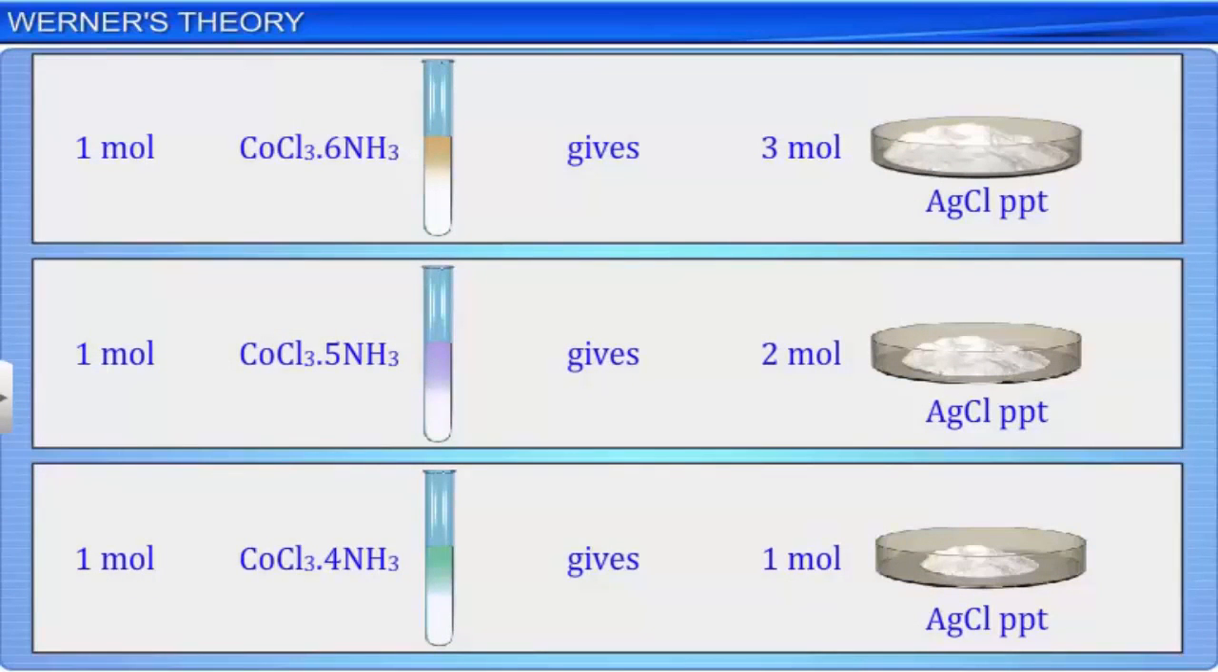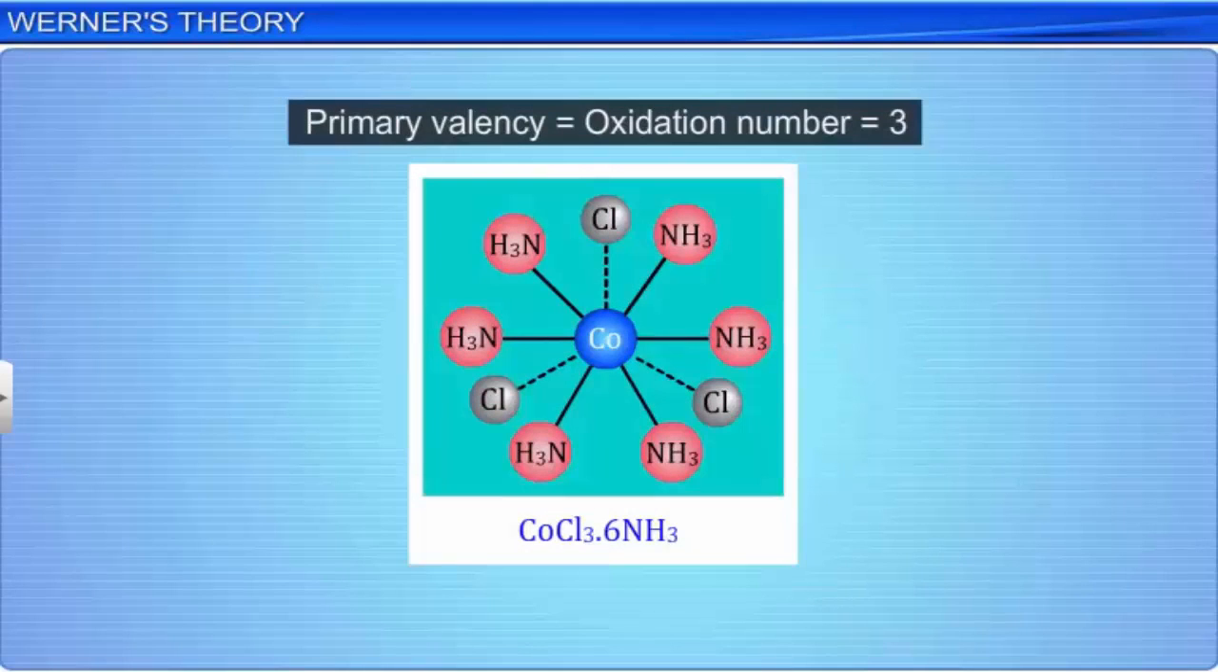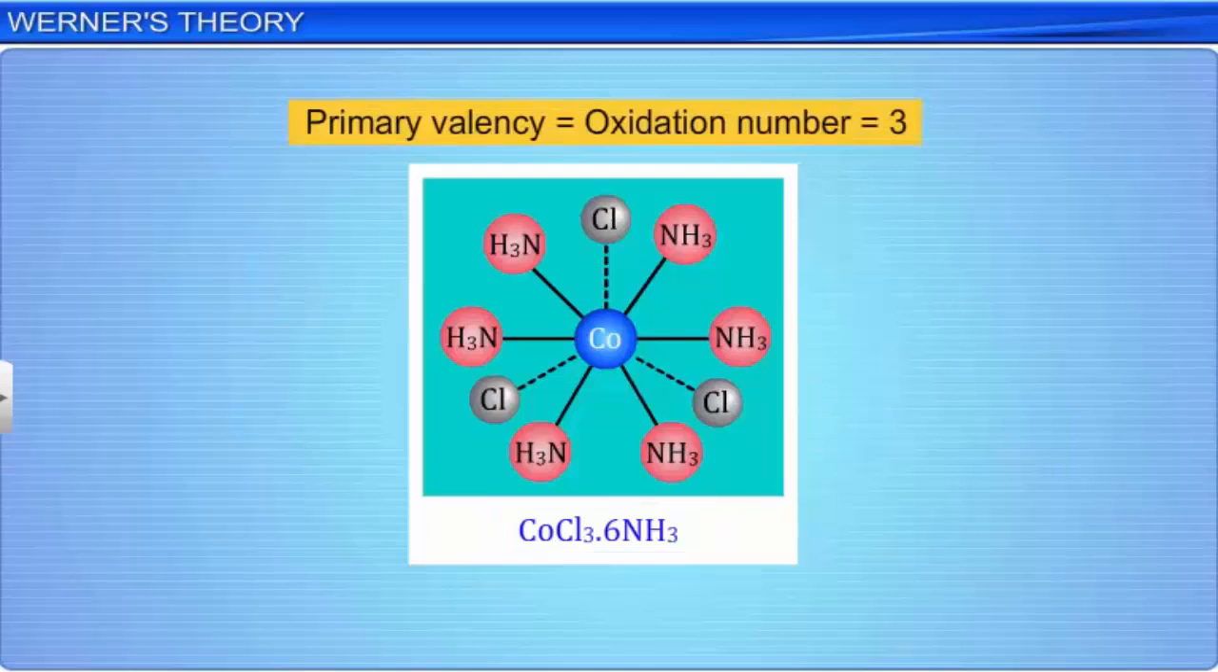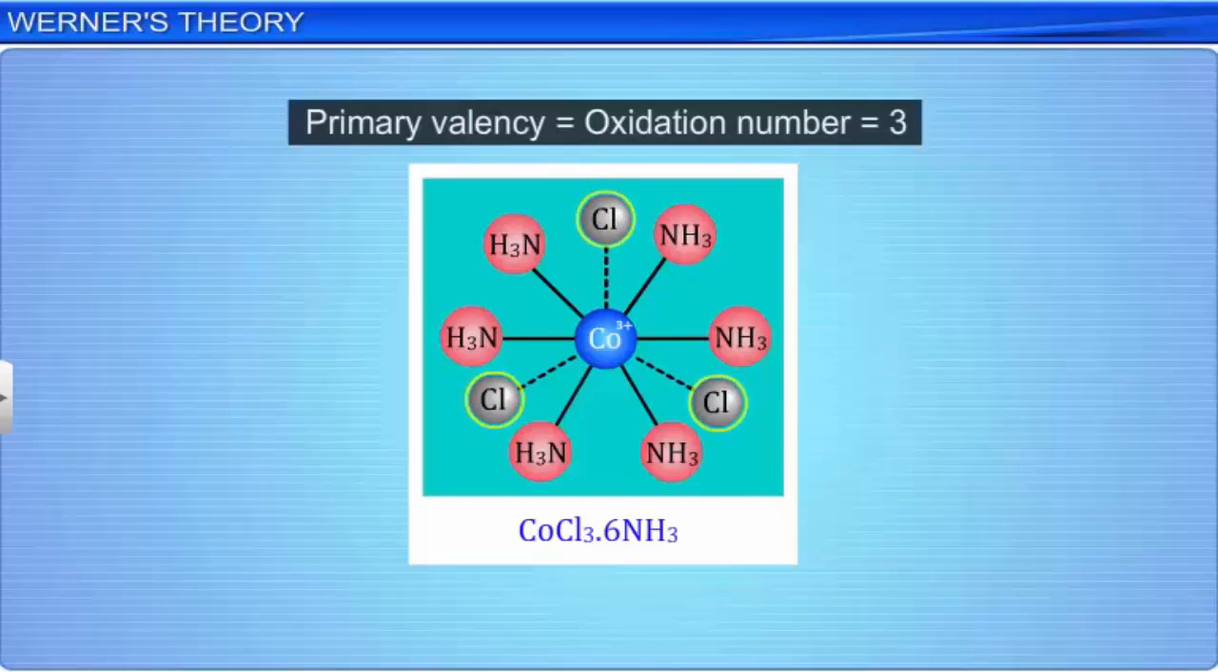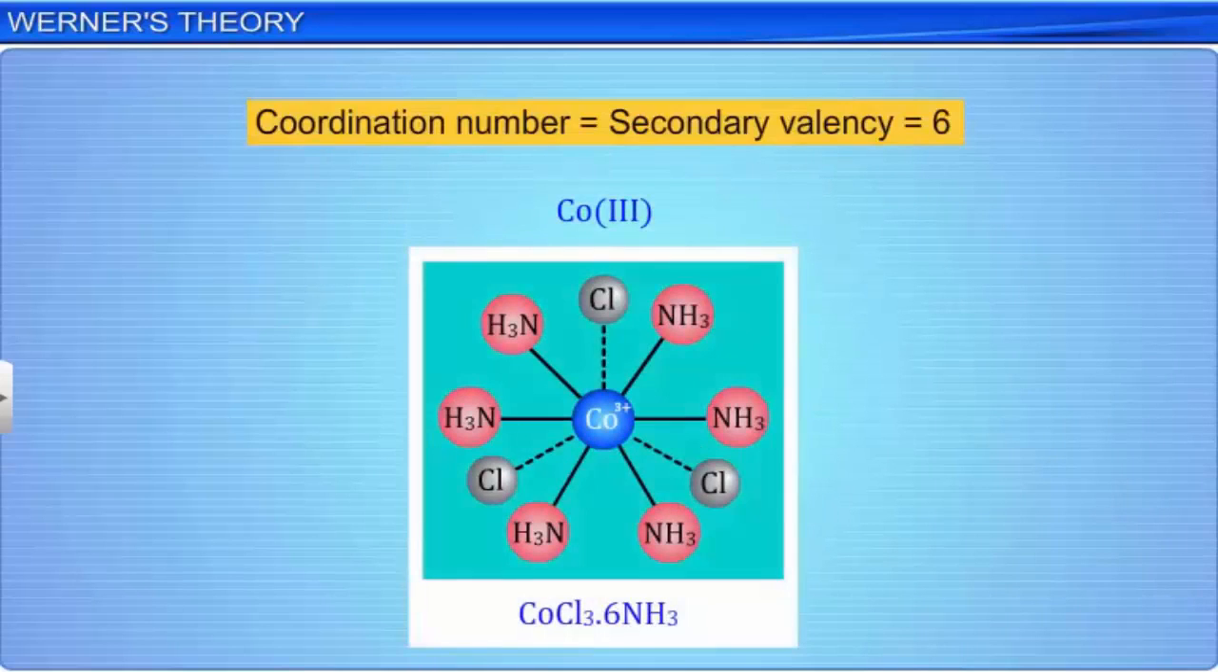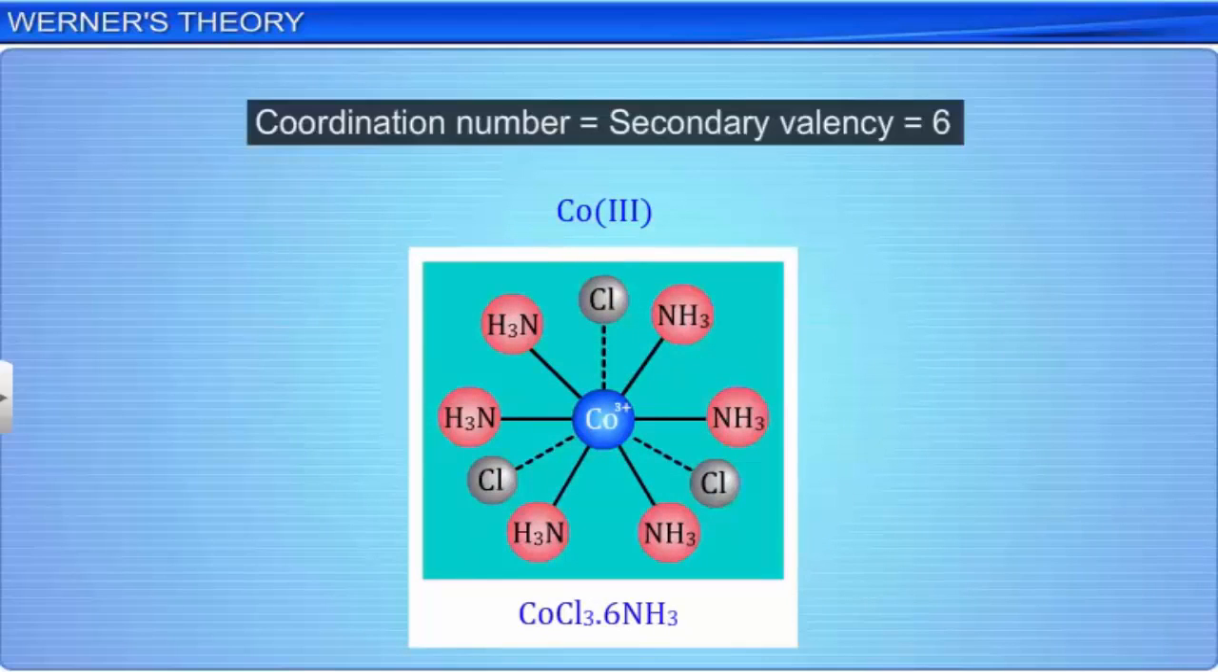Werner deduced that in CoCl3·6NH3, the primary valency or oxidation state of +3 is satisfied by 3 chloride ions. The coordination number of the cobalt(III) ion is 6. As there are 6 ammonia molecules in the compound, they alone satisfy the 6 secondary valencies of cobalt. As you can see, the primary valencies are represented by dotted lines and the secondary valencies by thick lines.